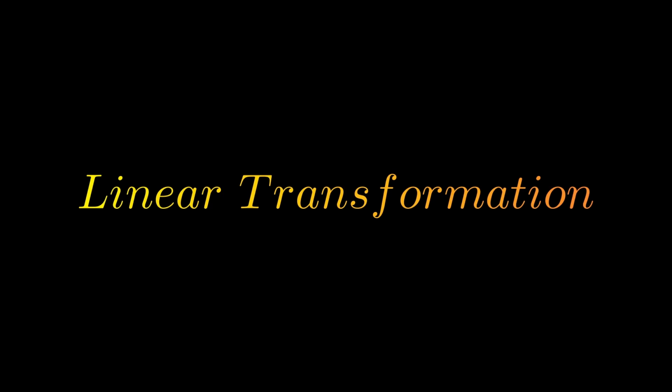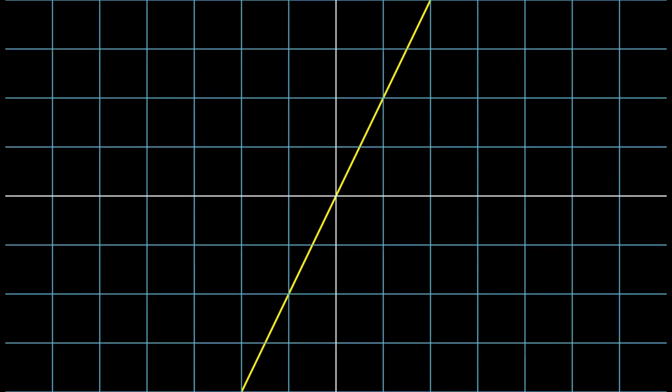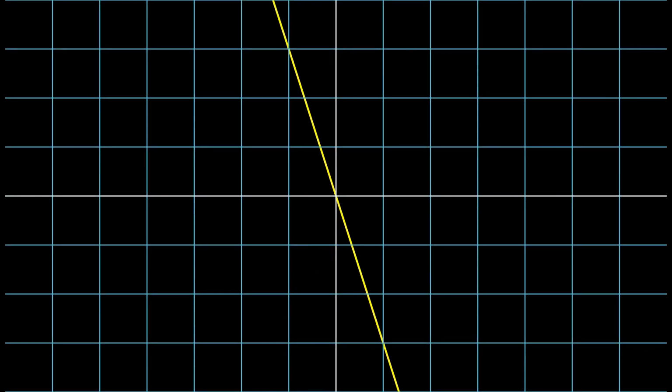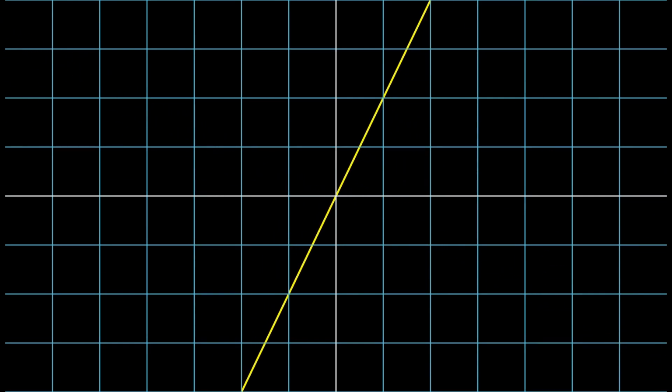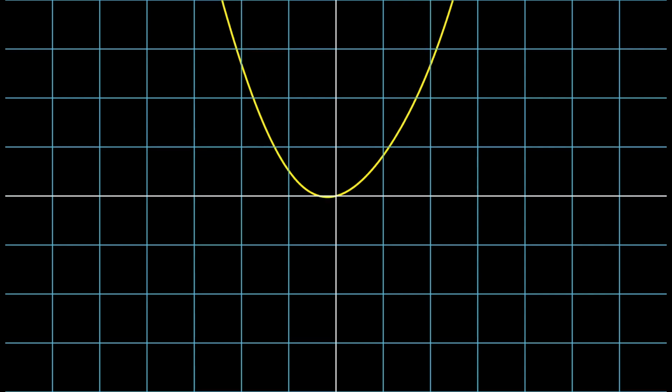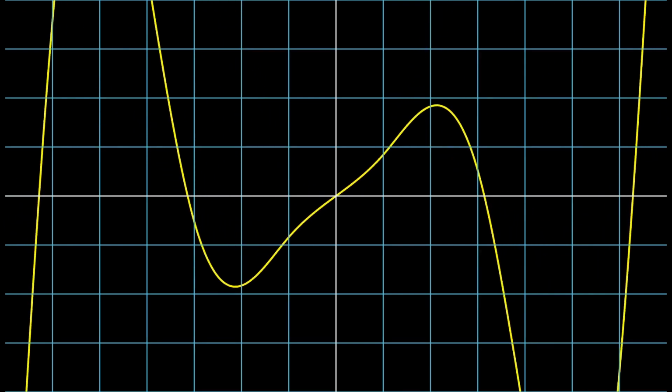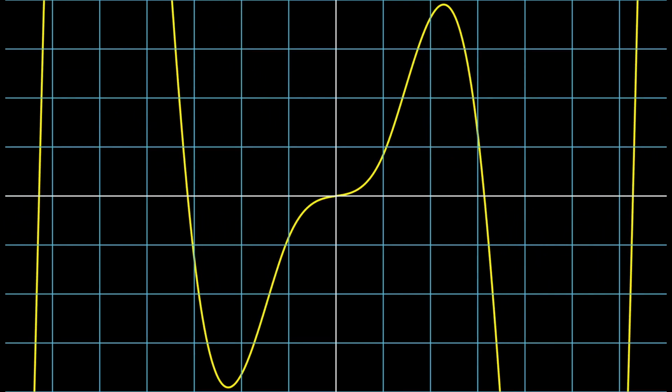To understand the difference between a linear and a non-linear transformation, have a look at this. Let's say we have this line. I can just rotate it however I want, and it still stays a straight line. But what if I transform it into a parabola, or a sine wave, or something totally ungodly like this? So this is non-linear.